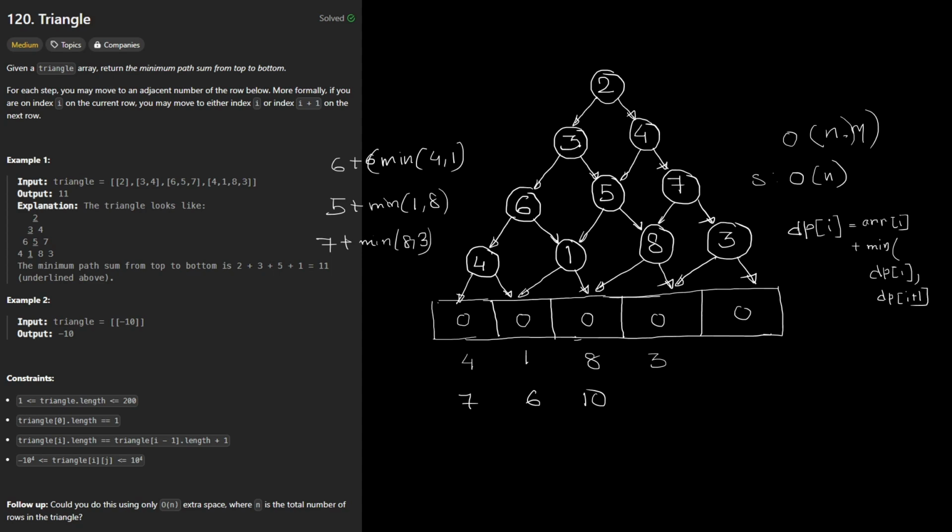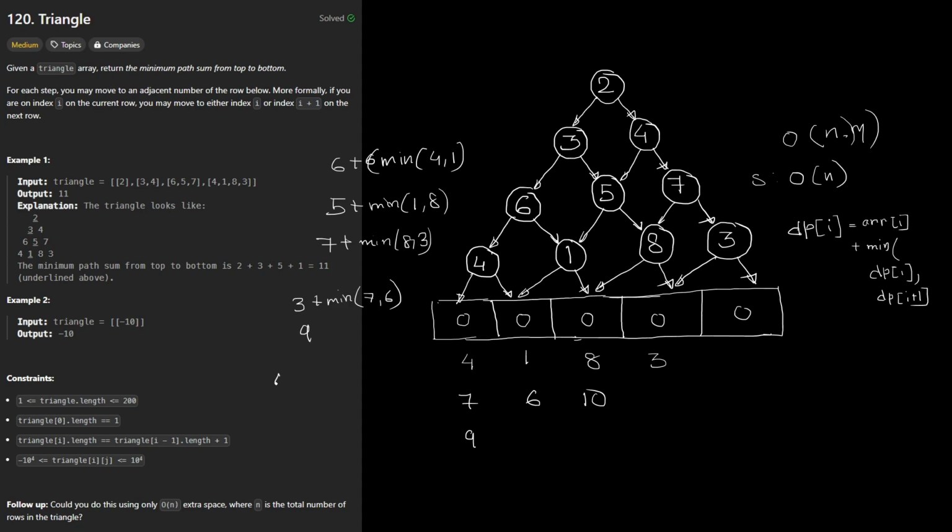Now we are going to compare 3 with 7, 6 and 10 because you're going to store it. So it would be 3 plus minimum of 7 and 6. So if it's 7 and 6, it is going to come as 9. So 9 we are going to store, and 4.